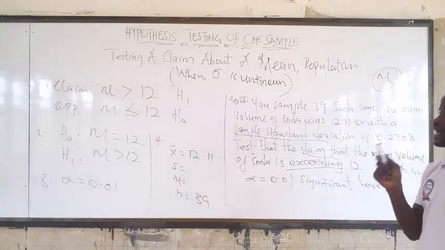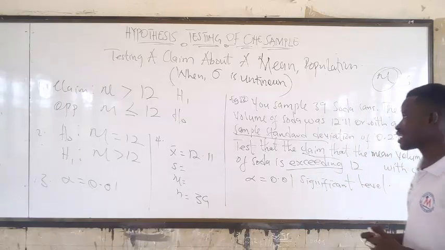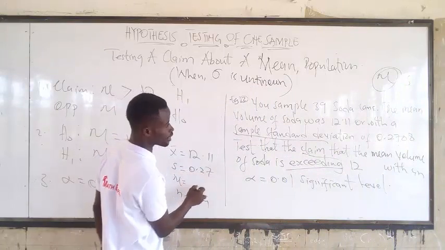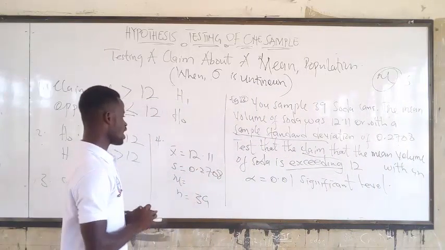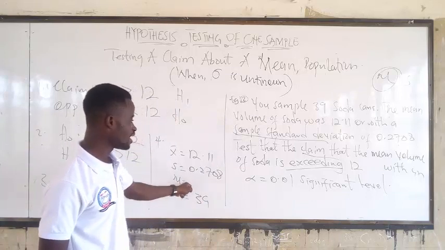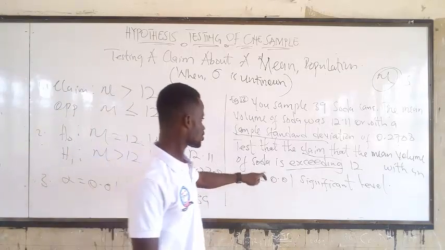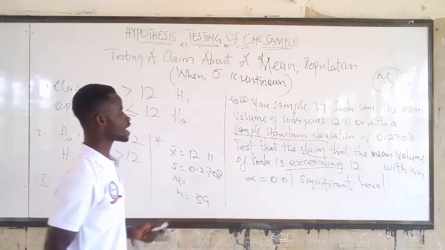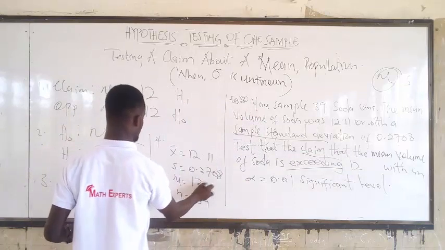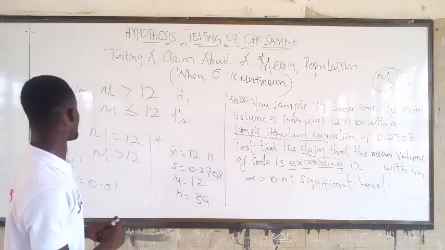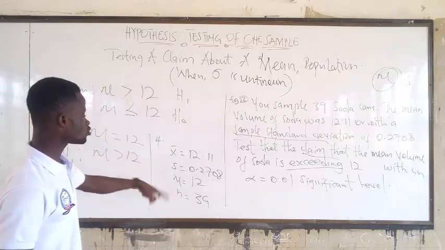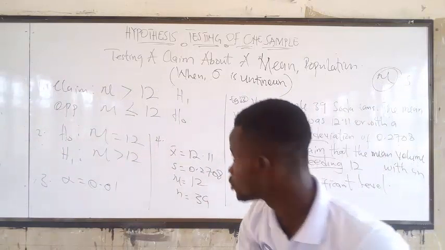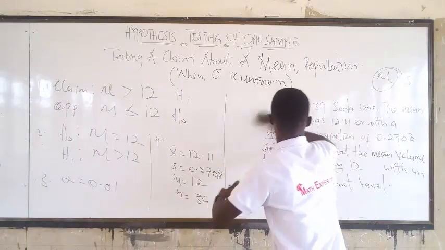Always there is an s, the sample standard deviation. That's telling you that you are using the sample standard deviation formula. Alright. So the sample standard deviation is 0.2708. And this guy is always where the claim is. Test the claim that the mean volume of soda is exceeding 12. So that 12 is here. Simple. Or you can just check here. Go to 12, you go your way. Don't go and confuse yourself. Alright, so now from here, you've got your formula.